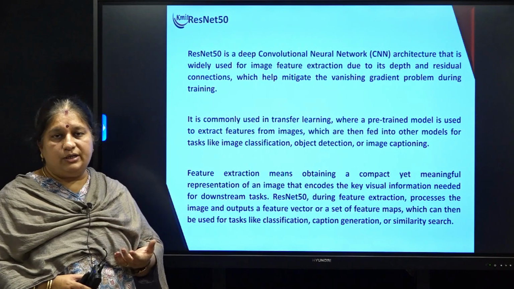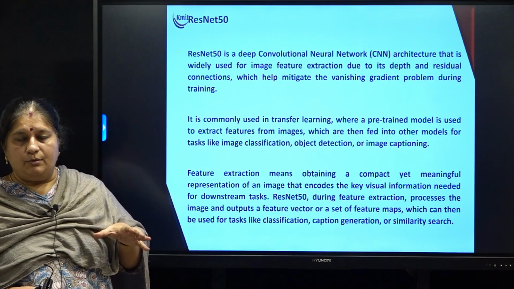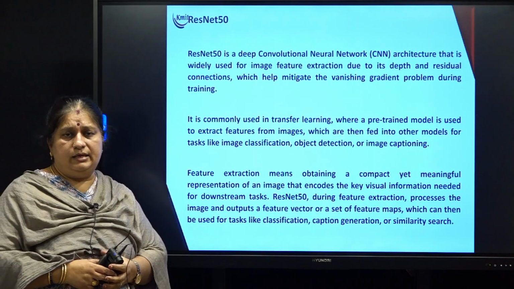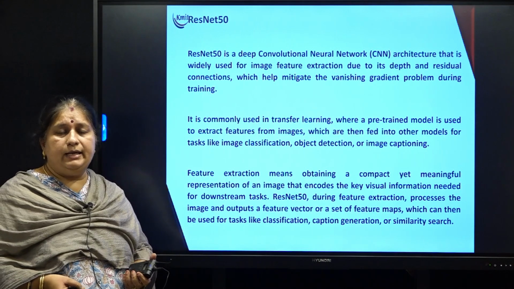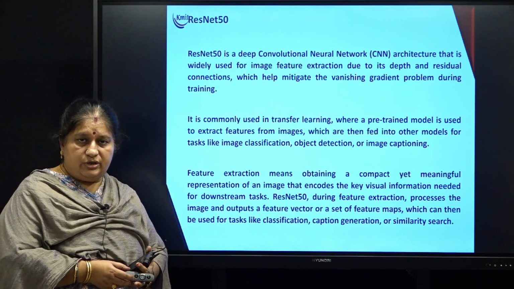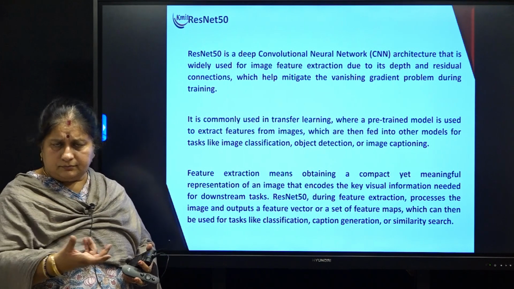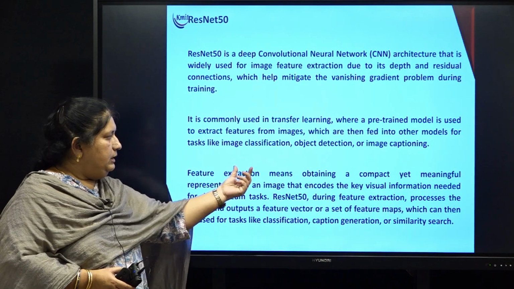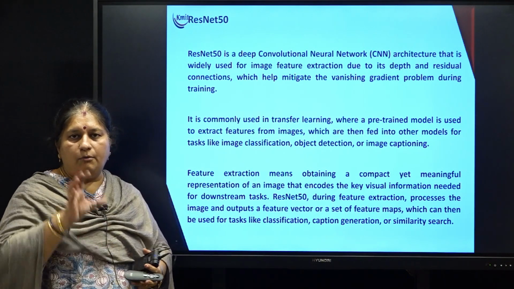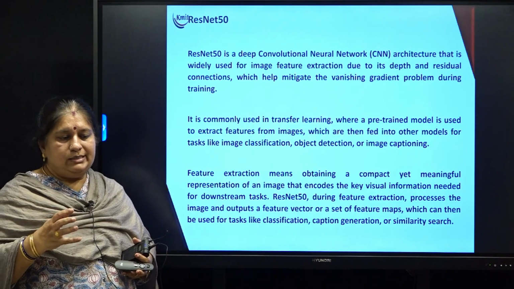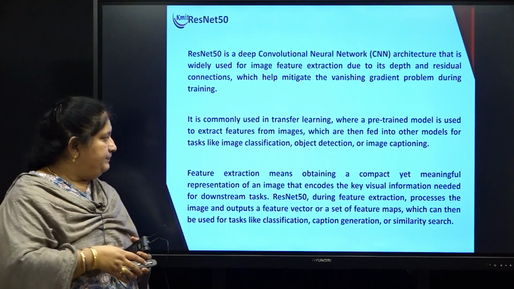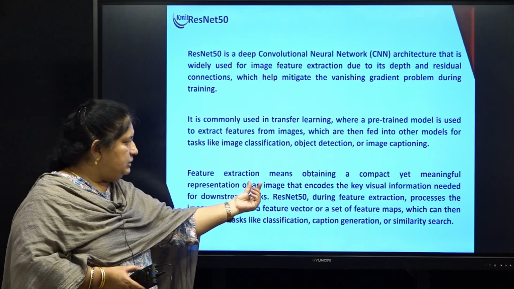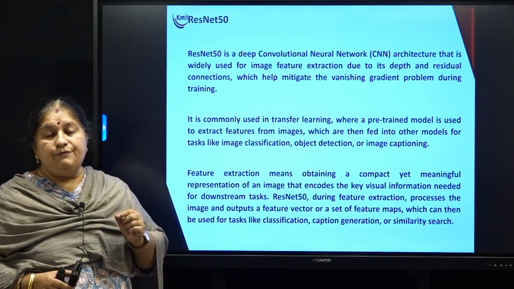Feature extraction. What do we mean by feature extraction? Since the image captioning problem has started, we were learning that ResNet50 is a CNN model which is used for extracting features from the image and forming a feature vector. So, what exactly is feature extraction? It is obtaining compact information about the image. It is like summarizing the image information. It is obtaining a compact yet meaningful representation of an image which encodes the key visual information.